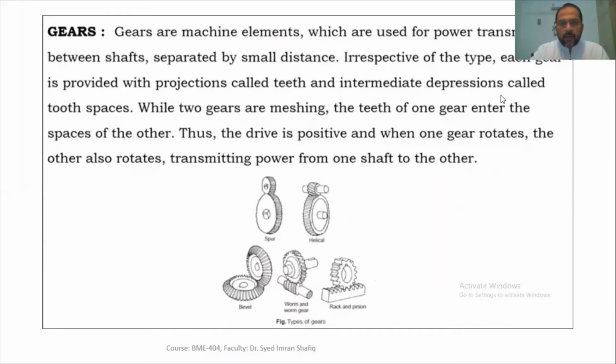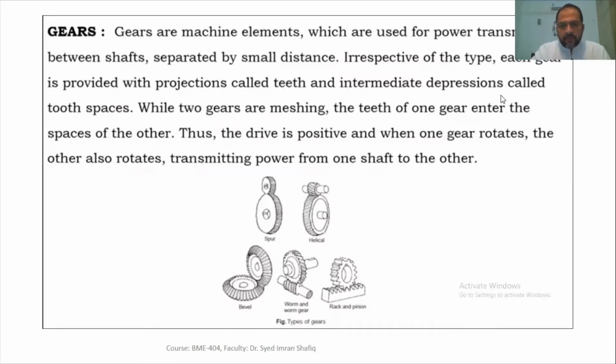To begin with, let us have a brief introduction about the gears. Gears are machine elements which are used for transmitting power between shafts separated by a small distance. Irrespective of the type, each gear is provided with projections called teeth and intermediate depressions called tooth spaces. While two gears are meshing, the teeth of one gear enter the space of the other. Thus, the drive is positive. When one gear rotates, the other also rotates, transmitting power from one shaft to the other.